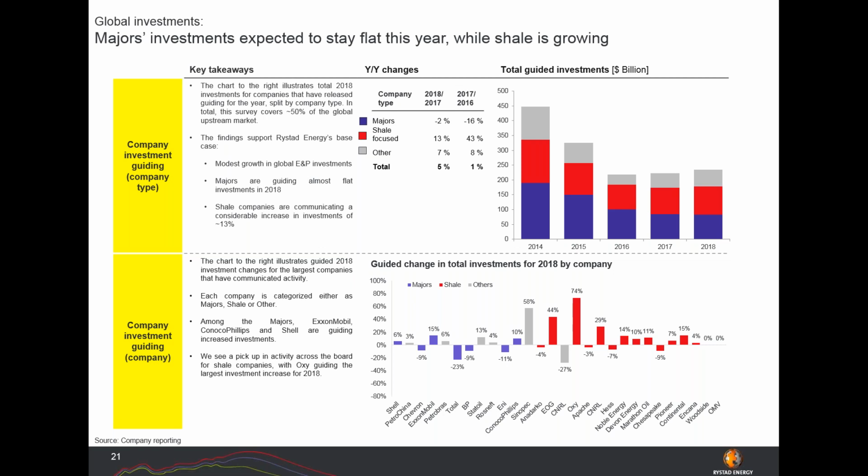The bottom chart also shows the guided increase by companies. Total, Chevron, and Eni are among majors that plan to decrease investments this year, while Exxon, Conoco, and Shell still guide some increase. Among shale-focused companies, Oxy expects the largest increase in spending, taking into account the company's EOR projects, followed by EOG with more than 40% increase.